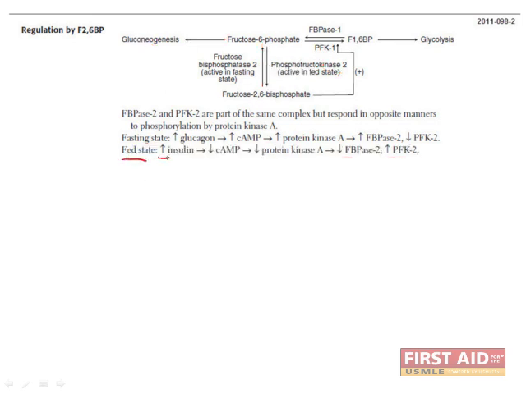In the fed state, high insulin levels decrease cyclic AMP and therefore decrease protein kinase A. The fructose bisphosphatase 2 or phosphofructokinase 2 enzyme complex remains unphosphorylated, and therefore only the phosphofructokinase 2 portion is active. This means they'll be converting fructose 6-phosphate into fructose 2,6-bisphosphate, which activates phosphofructokinase 1, which allows glycolysis to proceed. Keep in mind that phosphofructokinase 1 is the rate-limiting step in glycolysis, and therefore it's important to regulate this enzyme more so than any others.